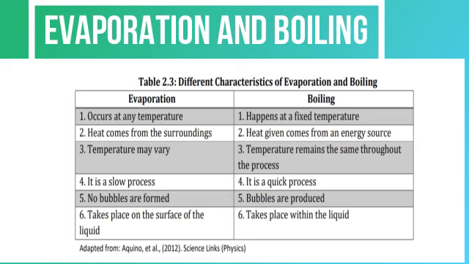For evaporation, heat comes from the surroundings. For boiling, heat comes from an energy source. For evaporation, temperature may vary. However, for boiling, temperature remains the same throughout the process. Evaporation is a slow process. However, boiling is a quick process. For evaporation, no bubbles are formed. For boiling, bubbles are produced. And last, evaporation takes place on the surface of the liquid, and boiling takes place within the liquid.